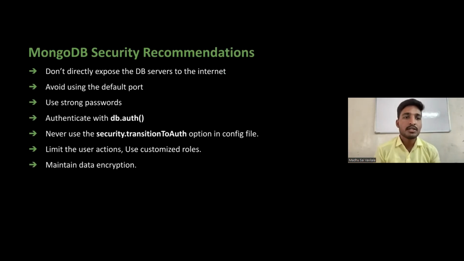Some special recommendations for MongoDB security. Don't directly expose the DB to the internet. Never use the default ports; by default, MongoDB uses port 27017. Use strong passwords instead; even though remembering them is a problem, we need to use strong passwords. Authenticate the DB with the db.auth function. Never use the security.transitionToAuth option in the config file; it is simply like locking the door without closing it.